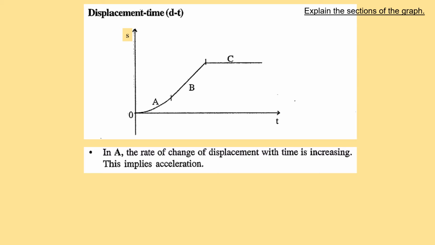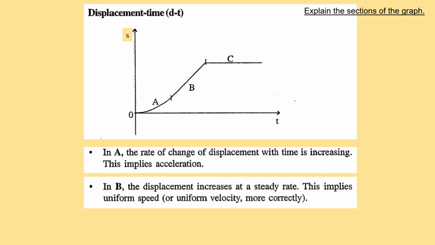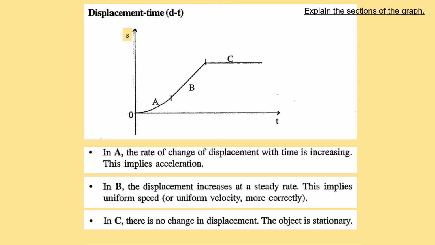Part B, you can see that the rate of change of displacement is constant. It's a constant line. That means the velocity is constant, and therefore the acceleration is 0. There's uniform velocity. And at C, the displacement is not changing with time. Therefore, obviously, there is no change in displacement. It's stationary. It has stopped.